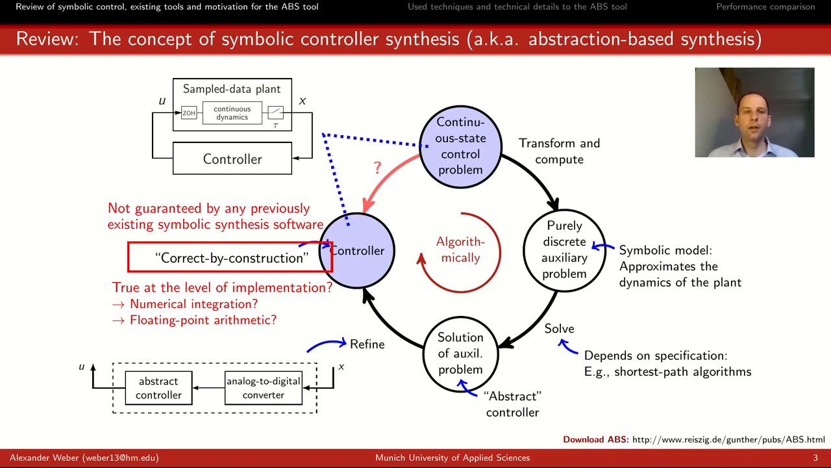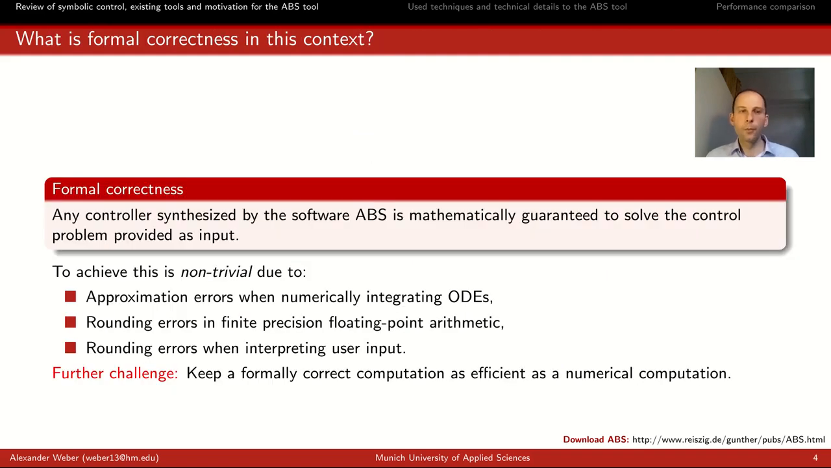And indeed, it is the case that none of the currently existing software about symbolic synthesis has the property of being formally correct. And this is our motivation for developing the tool ABS. Formal correctness for ABS means that any controller synthesized by the software is mathematically guaranteed to solve the control problem that is given as input. To achieve this quality is not trivial due to the errors I mentioned before. So we have the approximation errors we need to take care of. We have rounding errors due to finite precision floating point arithmetic. And we already have an error when interpreting the user input.